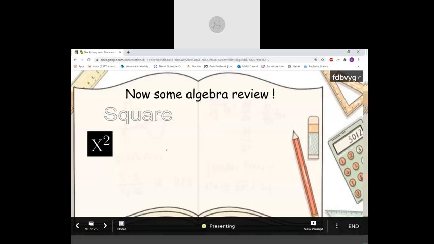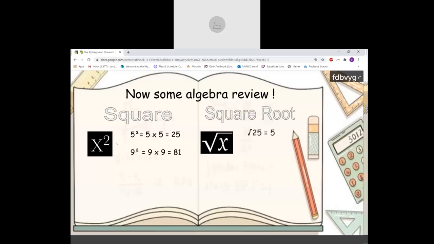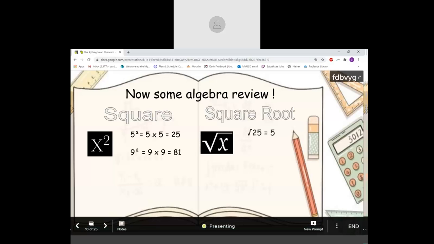So if you guys remember, an x squared means that any number that's in for that x needs to be multiplied twice. So if we have 5 squared, it's going to be 5 times 5, which we all know is 25. And if we have 9 squared, it's going to be 9 times 9, which is 81. Then we have the square root. And that square root lets us know that that number inside the square root will have an answer that's the same number multiplied by itself. So the square root of 25 is 5 times 5, so it's 5. The square root of 81 is 9 because 9 times 9 is 81.